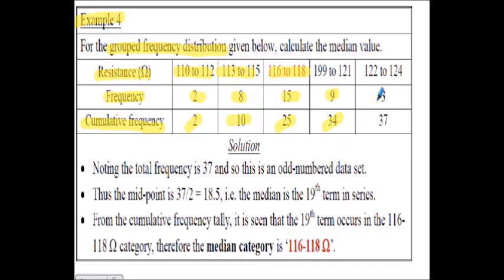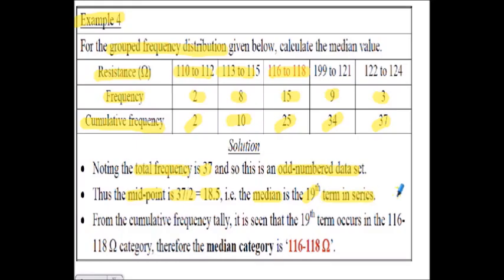And the final category, the frequency was 3. Adding that to my cumulative frequency, I get 37. There are 37 items in this batch, so the total frequency in this case is 37. This is an odd number of data, so there will be one middle term in the series. Thus, to find the midpoint, we divide the 37, the total number of items, by 2, which gives 18.5, and rounding that up, the median will be the 19th term in the series.